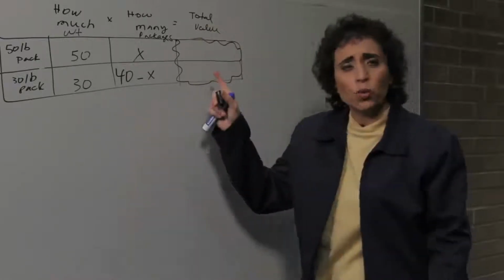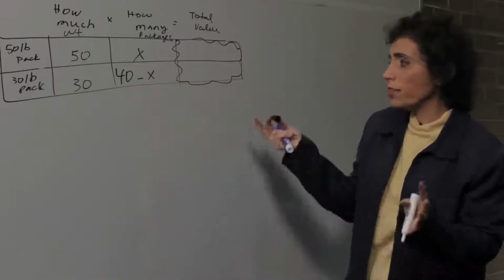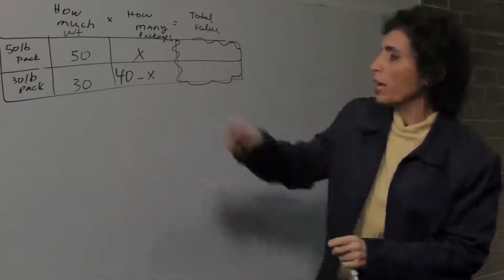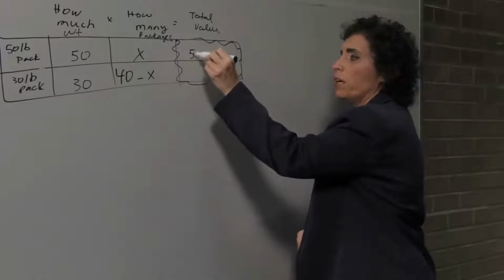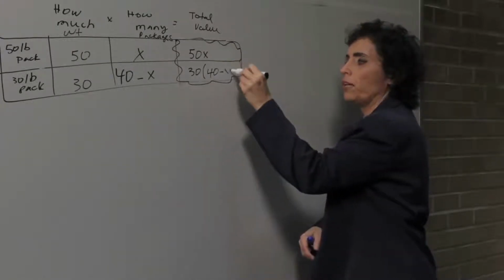Almost all of these can be squiggled in the last one. That's just a little hint. I mean, you could do these some other ways sometimes, but really it's kind of easy if you do that. Okay. Use the formula, 50x, 30 times the quantity, 40 minus x.